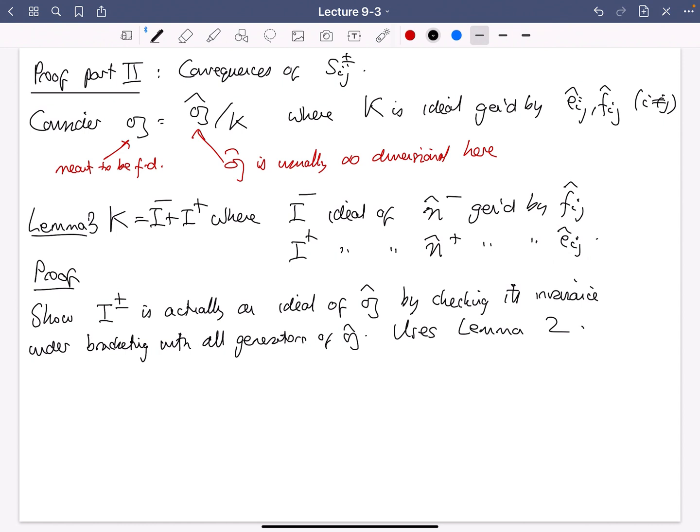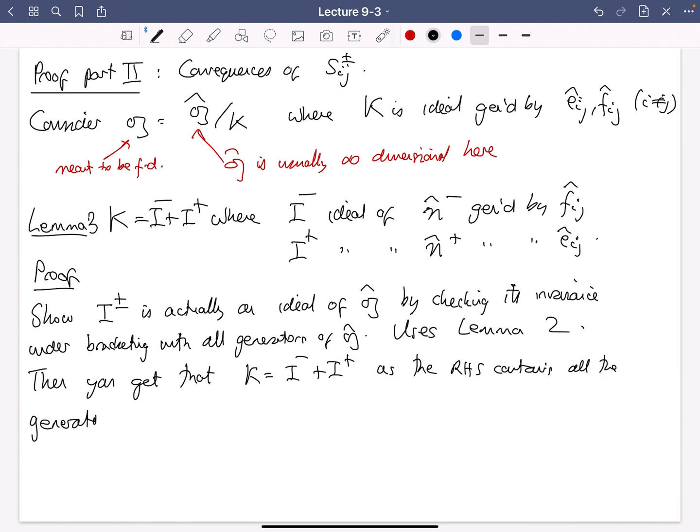Similarly, I minus is actually an ideal of G hat. Then it follows, once you check that K is I minus plus I plus as the right hand side here contains all the generators. So now it's an ideal of G hat, and it contains all the generators of K, and so that does the job. Okay, so now from this, we've got our G hat, which we've proved is N hat minus direct sum T, direct sum N hat plus.